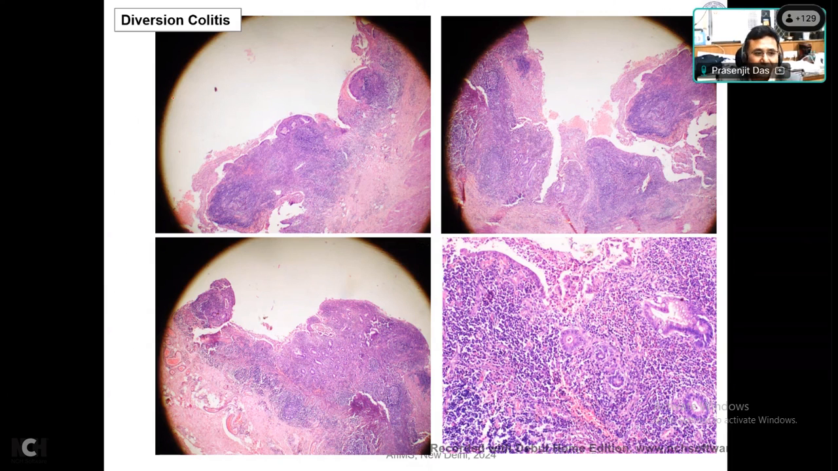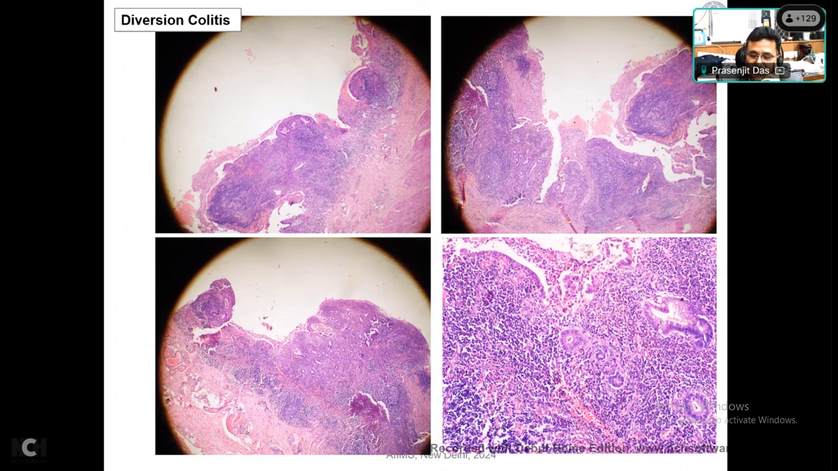So whenever there is diversion, what will the distal rectum face? They will face bacterial stasis, bacterial overgrowth. In addition, there is no nutrition. So they will undergo inflammation. There will be ulceration. The ulcer can be chronic. The ulcer can be acute. So this is a very common finding.